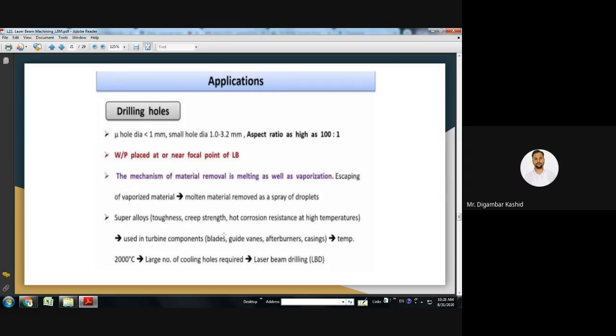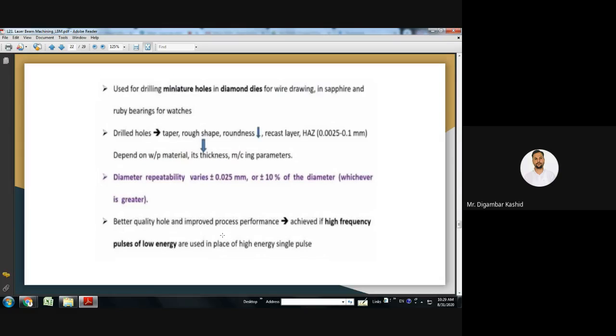Again, sapphire or ruby bearings, which are used in watches, need small holes, so laser beam drilling is used there also. I repeat, laser beam drilling can be used for drilling miniaturized holes in diamond dies for wire drawing, and also in sapphire and ruby bearings for watches.